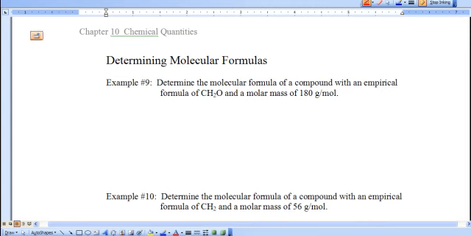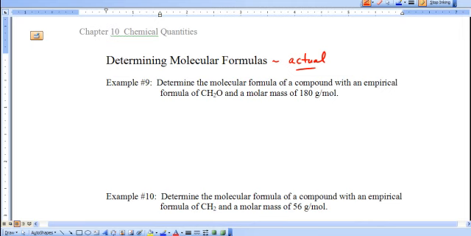Now, if you remember, the molecular formula shows you the actual types and numbers of each atom in the compound. So it's giving us the real formula. It says in this question, determine the molecular formula of a compound with an empirical formula of CH2O and a molar mass of 180 grams per mole. We will always give you the empirical formula and also give you the molar mass. So now, what do you do with that?